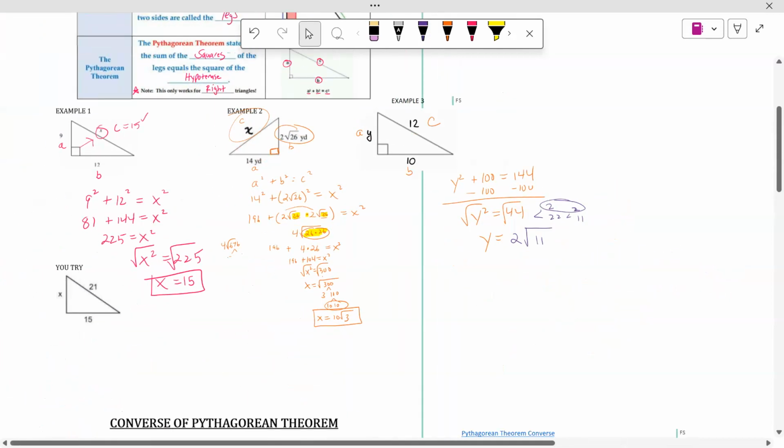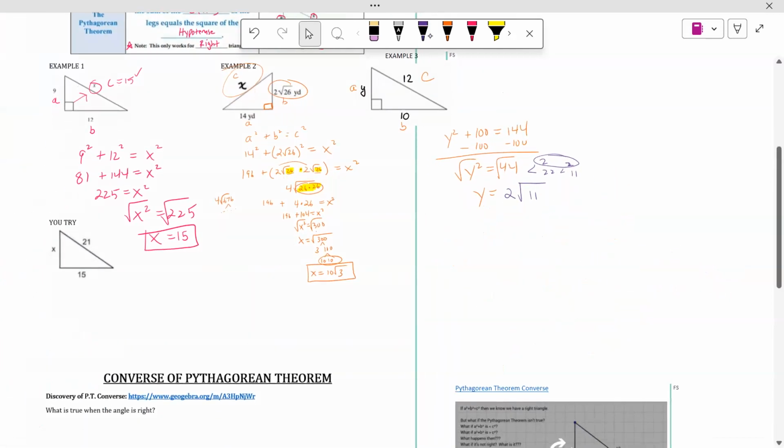So just make sure you're paying attention to the directions. Most of the time in this section, it's going to say simplest radical form. For instance, like 2 root 11, 10 root 3. They don't always work out to be nice, pretty whole numbers, and a lot of the time we're not looking for the decimal answer in this section. So take a moment, pause the video, try the you try problem, and see what you know.